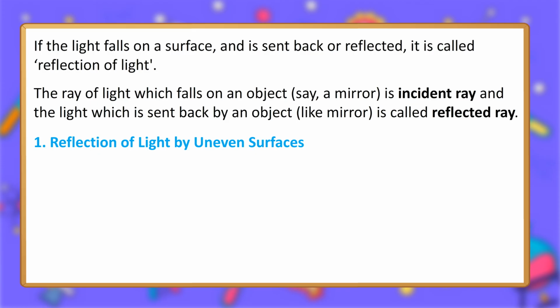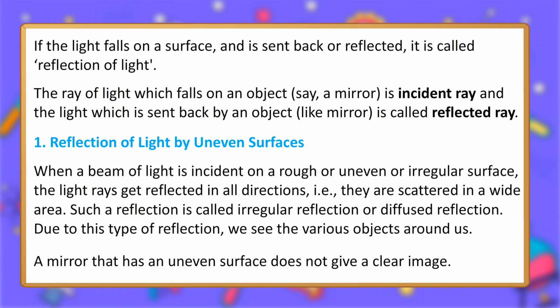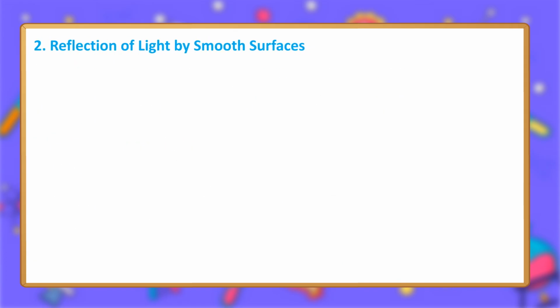1. Reflection of light by uneven surfaces. When a beam of light is incident on a rough or uneven or irregular surface, the light rays get reflected in all directions, i.e., they are scattered in a wide area. Such a reflection is called irregular reflection or diffuse reflection. Due to this type of reflection, we see the various objects around us. A mirror that has an uneven surface does not give a clear image.